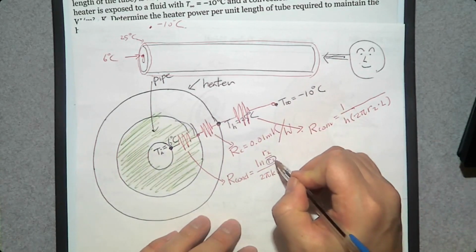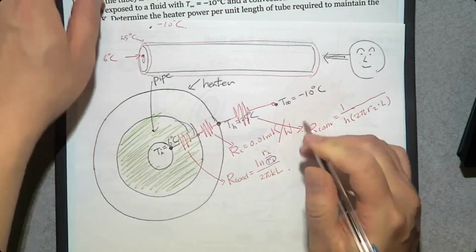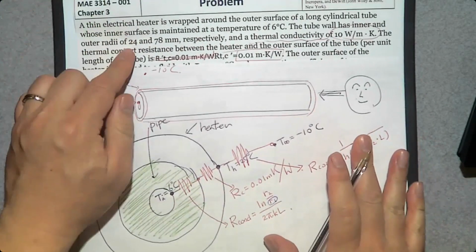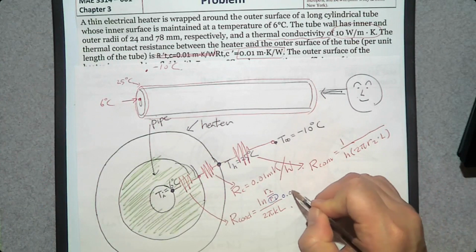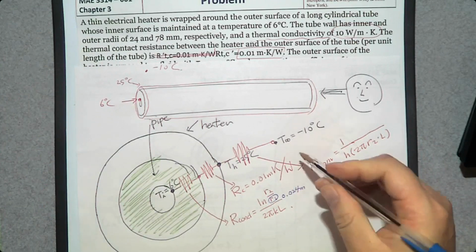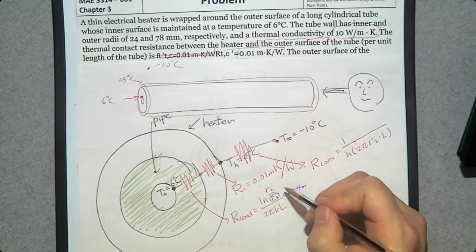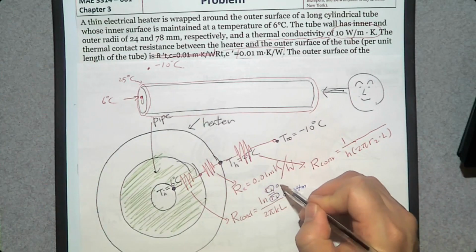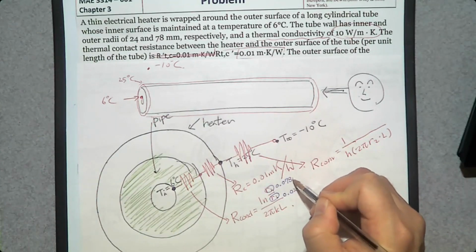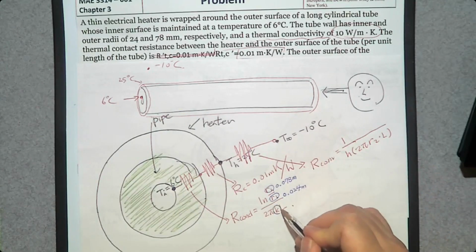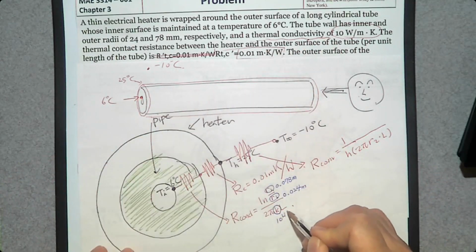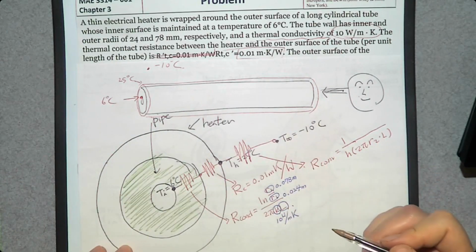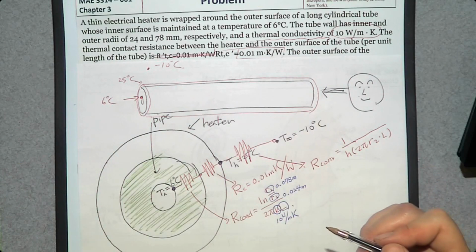R1 is going to be the inner radius, 24 millimeters, 0.024 meter. R2 is going to be the outer radius, 0.078 meter. And the thermal conductivity is 10 watt per meter Kelvin. What is the length of the tube? Or do we have the length of the tube?